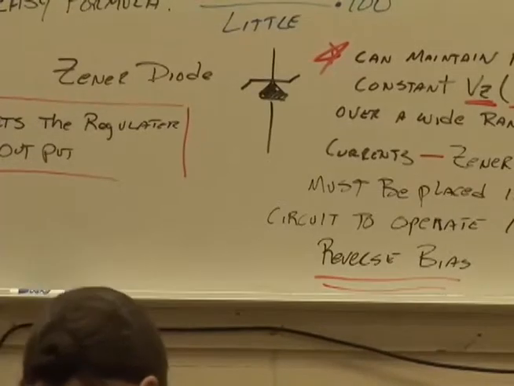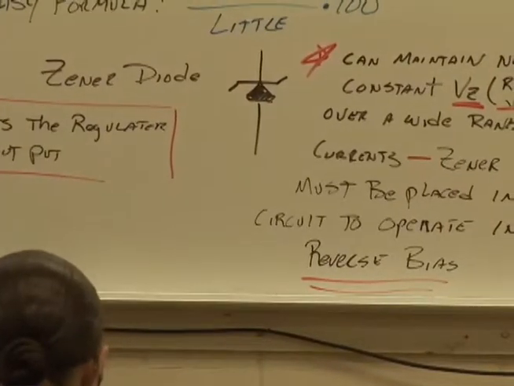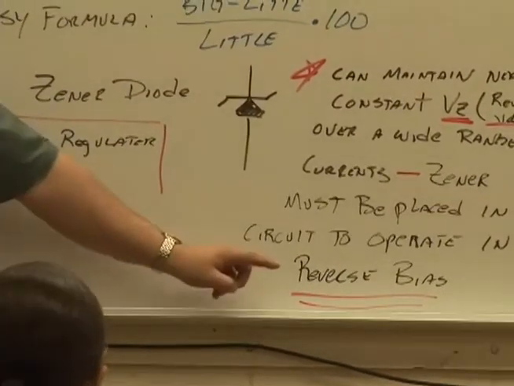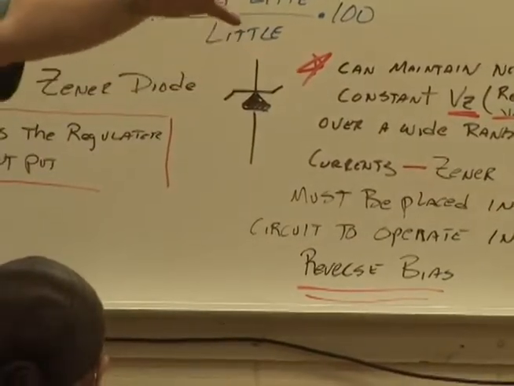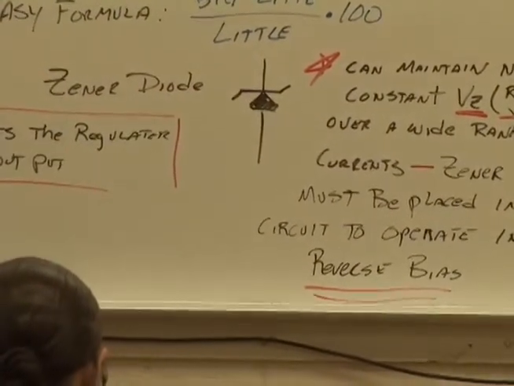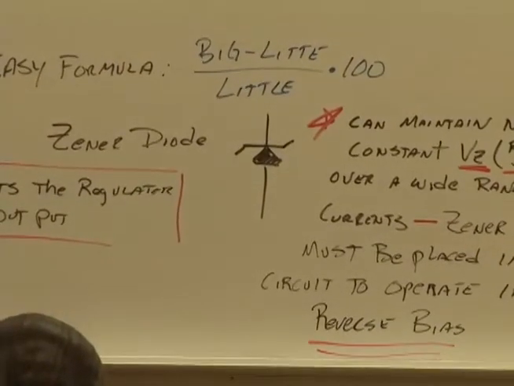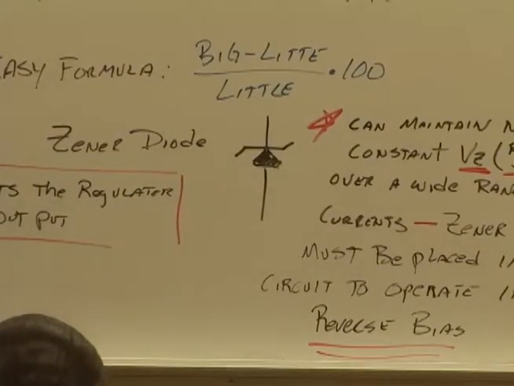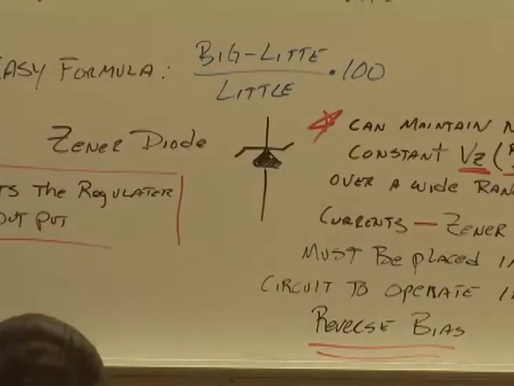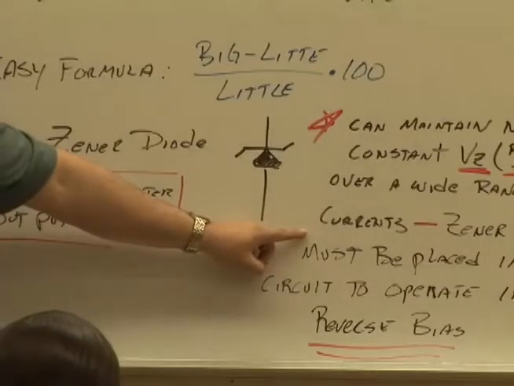Zener diodes are designed specifically to operate in what condition? Reverse bias. Do not, for the life of you, forget this. Reverse bias. Why? It's made that way, yes. It's doped specifically. Heavier junction to keep that switch open over a wide range of currents.